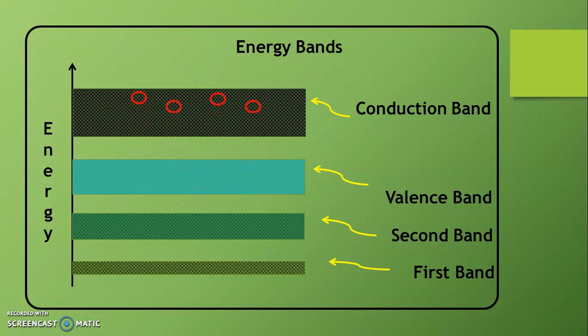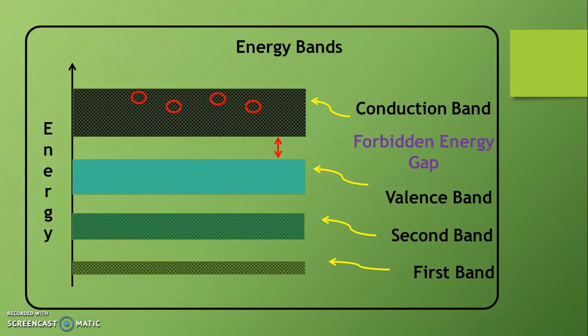In the conduction band, we have a number of free electrons, and current passes through the solid material because of these free electrons in the conduction band. The energy gap between the valence band and conduction band is known as the forbidden energy gap.